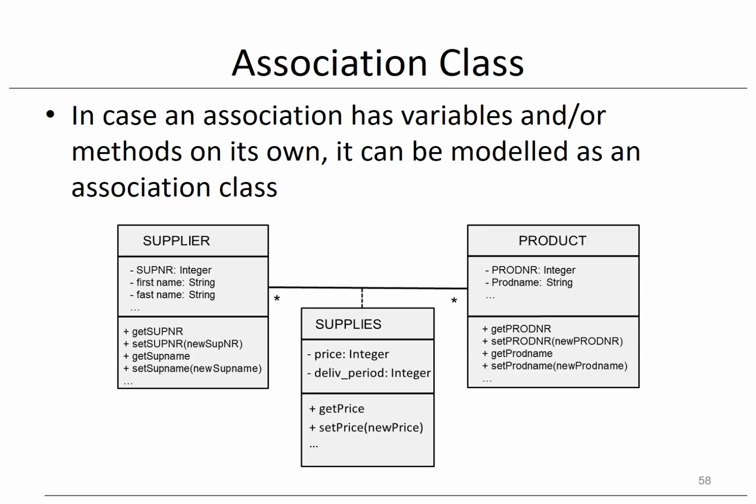In case an association has variables and/or methods on its own, it can be modeled as an association class. The objects of this class then represent the links of the association. Consider the association between supplier and product as depicted in the figure. The association class supplies has two variables, the purchase price and delivery period for each product supplied by a supplier. It can also have methods such as getter and setter methods for these variables. Association classes are represented using a dashed line connected to the association.